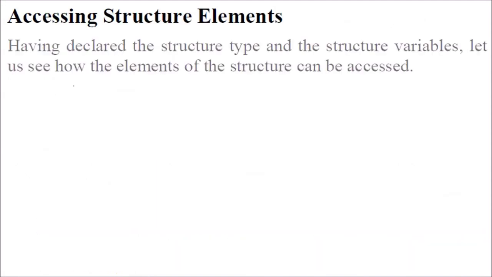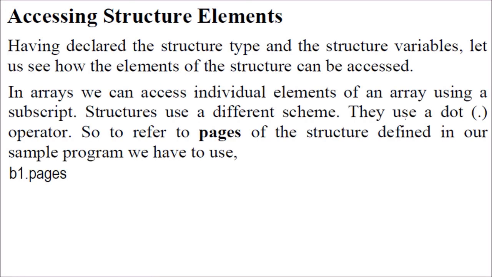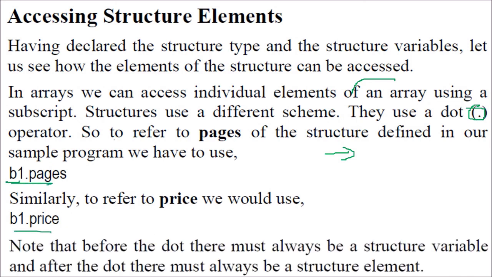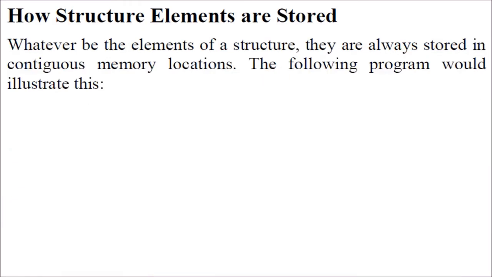How to access the structure element? Once we have declared the structure type and structure variable, we use this dot operator. If you are using the structure variable directly, we use the dot operator; if you are using a pointer variable, then we use the arrow operator. So if we have a book, say B1, and you want to find the pages, B1 dot pages, B1 dot price, like this. So this dot operator becomes very important. The left side and right side of the dot operator are important. Before the dot operator, it must always be a structure variable, and after the dot operator, it must always be a structure element.